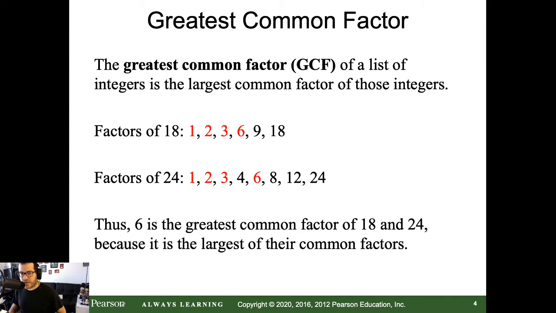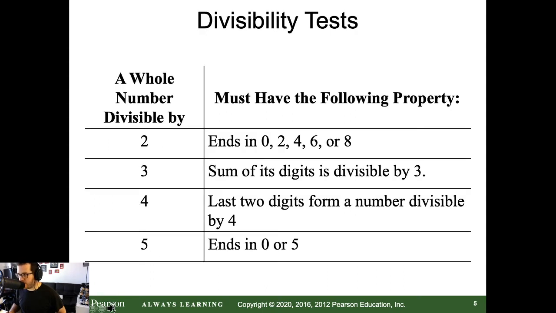So when we're talking about the greatest common factor, here we have factors of 18. I listed out 1, 2, 3, 6, 9, and 18. And then factors of 24 are 1, 2, 3, 4, 6, 8, 12, and 24. Now, the ones in red are the ones that we have in common. So we're looking for what 18 and 24 have in common. Thus, 6 is the greatest common factor of 18 and 24. So hopefully that makes sense to you guys. You basically just list them out, and whatever one is the greatest one is what you're going for.